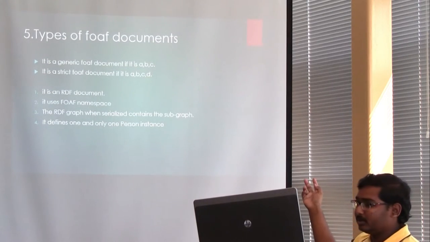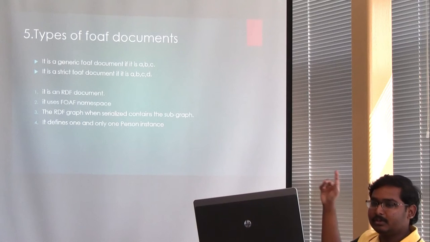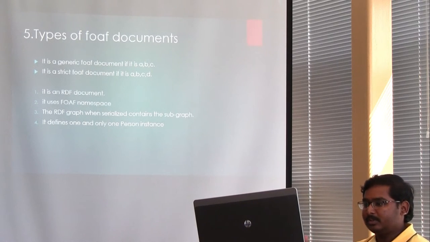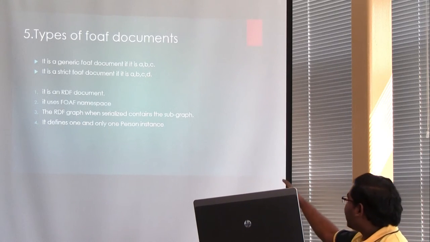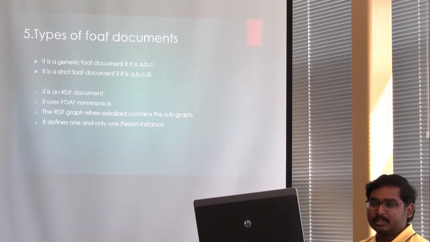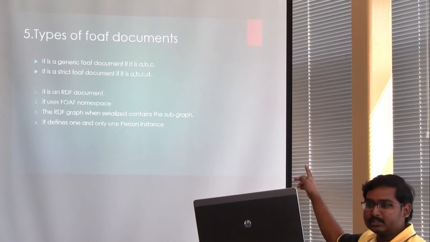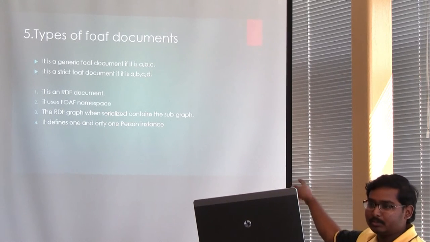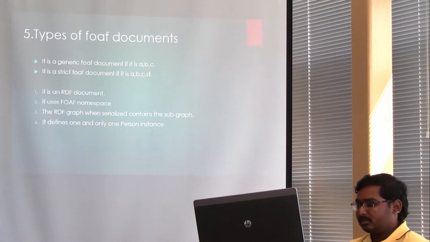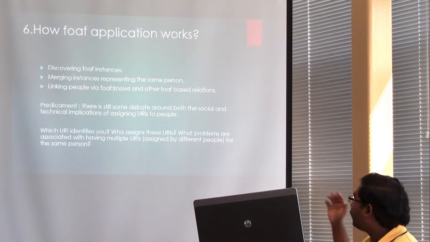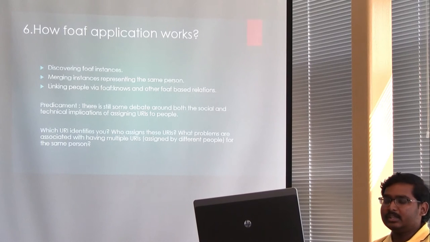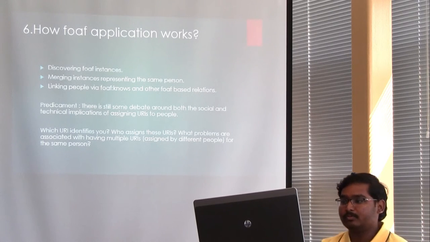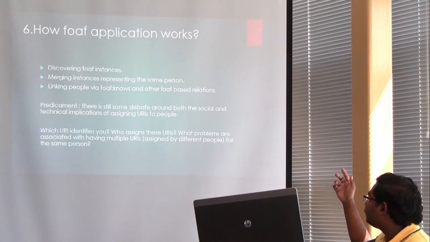There are two types of FOF documents, basically generic and strict. A FOF document is an RDF document, it has a FOF namespace, it is serialized, and it contains a subgraph. The difference between the two is that a strict one defines only one person instance. Okay, so how does a FOF application work? Basically, we need to discover the FOF instances, merge the instances, and link people via FOF nodes, with the help of FOF node applications.